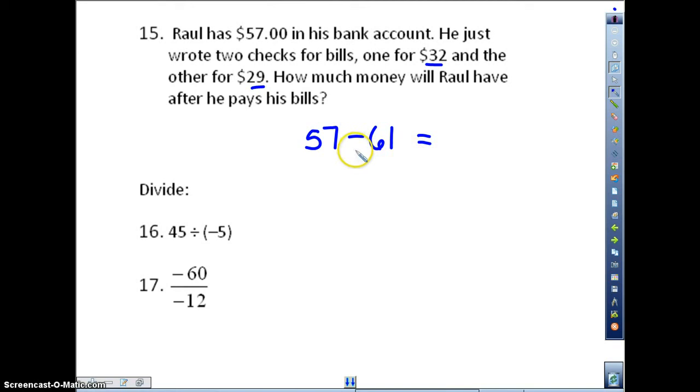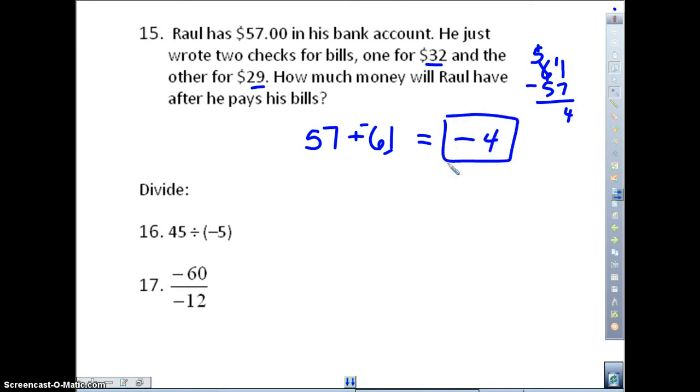Yeah, he's in the negatives now, isn't he? If you want to add a line, change the sign. 57 of these 61 negatives hook up with the 57 positives and become 0 pairs. How many negatives are left? Take the difference between these two numbers. That's a difference of 4. Okay? He's $4 in debt.